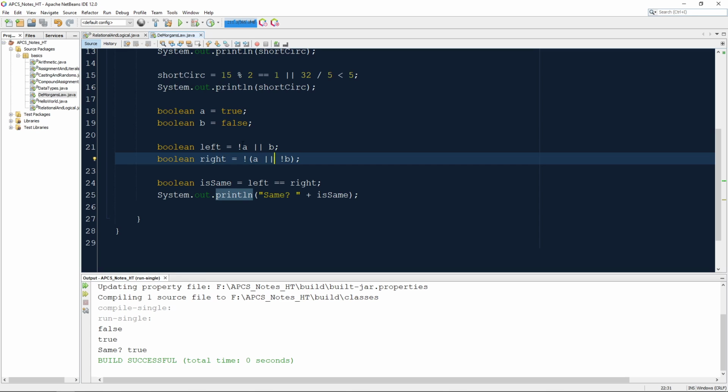So if A is true, then we get not true. Oh, I guess it's possible. I guess it does depend on the actual values. No, that shouldn't be the case. Let's think about this for one moment.